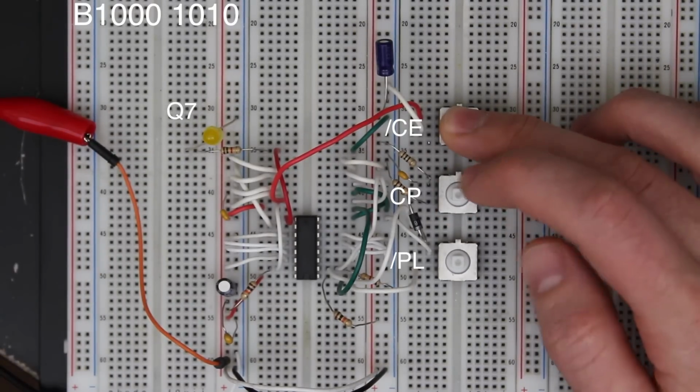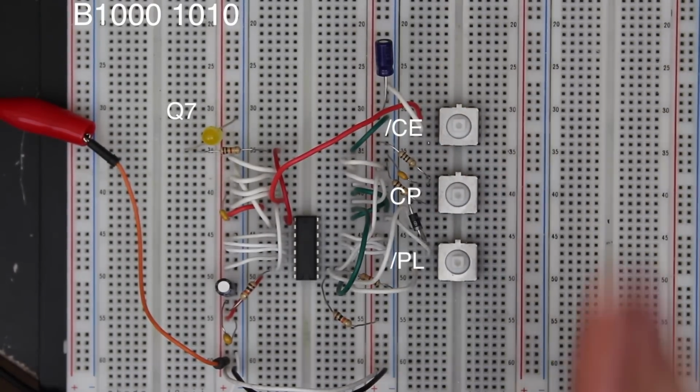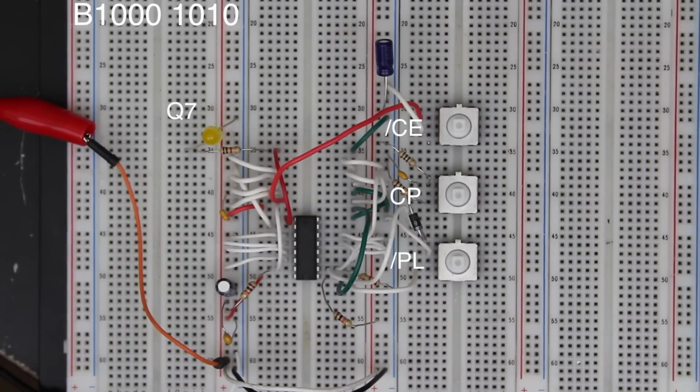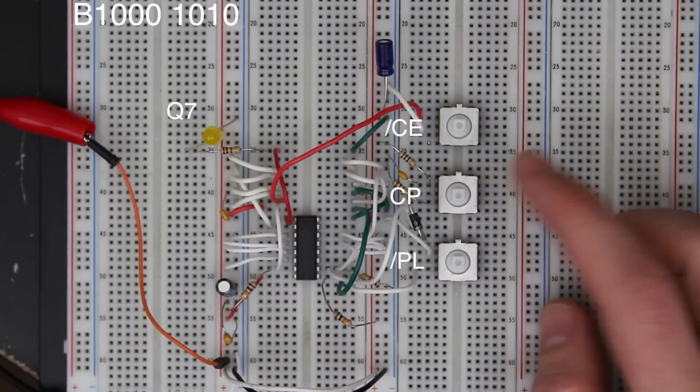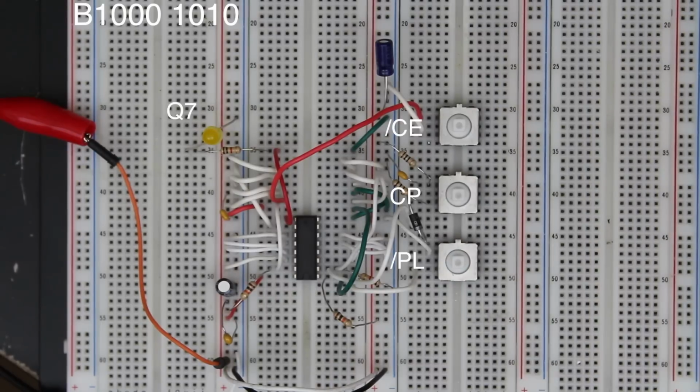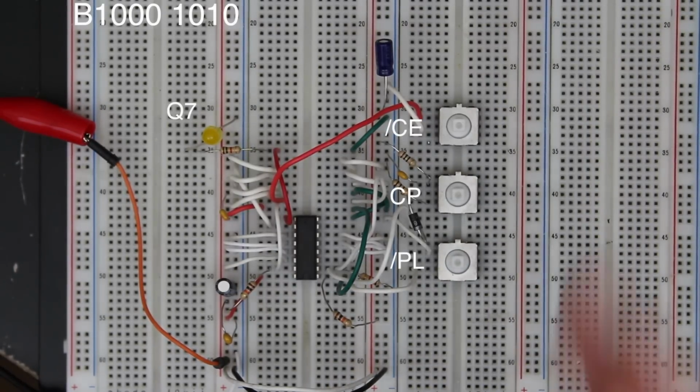5, 4, 3, 2, 1, 0. Okay, so you could see that we're shifting the internal registers over every time we pull the clock pin high. So it goes 7, 6, 5, 4, 3, 2, 1, 0.